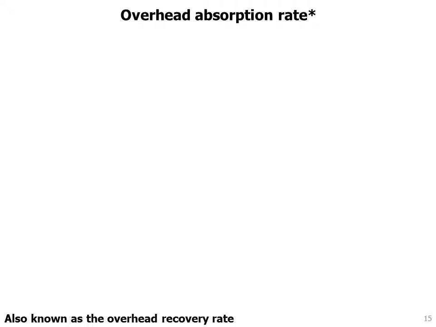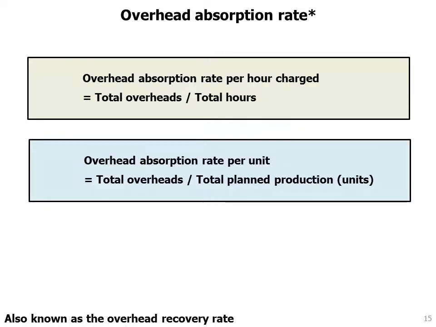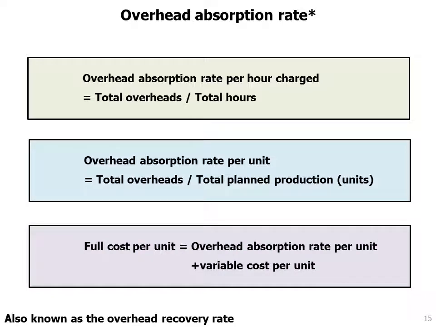So let's look at overhead absorption rates based on labour hours. So we can define an overhead absorption rate per hour charged to individual jobs as being total overheads divided by total labour hours in a period. And we can also calculate an absorption rate per unit. And we arrive at this by total overheads during a period divided by total planned production in units during the same period. And then the full cost per unit is given by the overhead absorption rate per unit, so that's total overheads divided by total planned production, plus variable cost per unit.